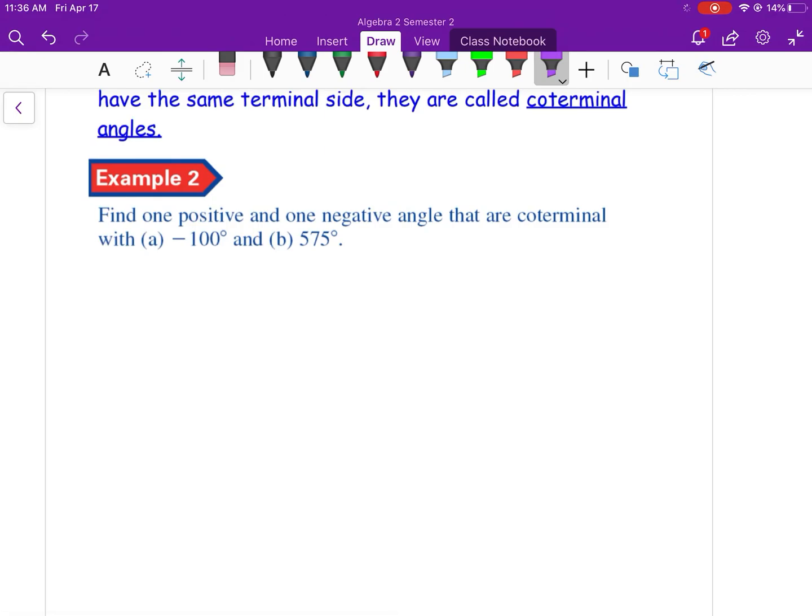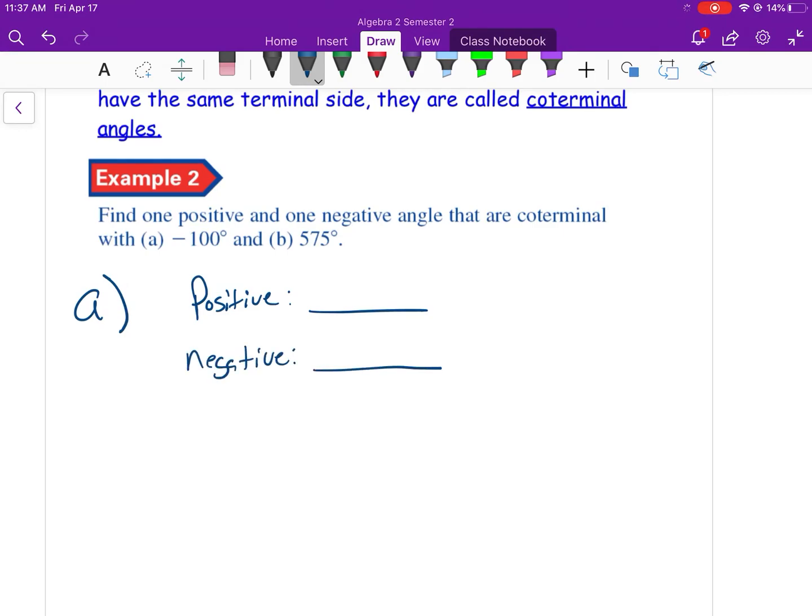It says, find one positive and one negative angle that are coterminal with negative 100 degrees. So let's do A. Our initial one, let's say positive. We're going to do a negative one as well. Again, it's just a full rotation to get to the next coterminal angle. All we have to do is add 360 or subtract 360, since 360 is a full rotation.